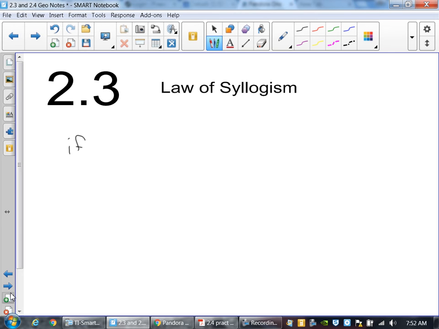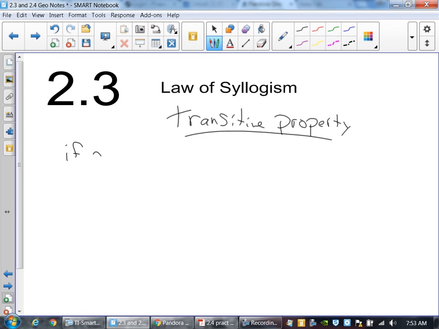It's basically this. It sounds very weird, the law of syllogism. We actually call this the transitive property, and we'll talk about these properties more tomorrow. But the law of syllogism is used a lot of times to come up with conclusions. For example, if A equals B and B equals C, then what can I say? Then A equals C. Done.